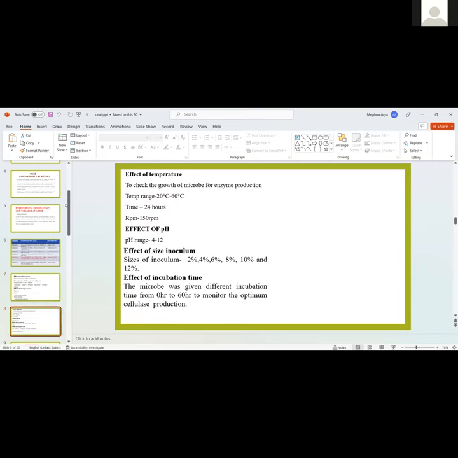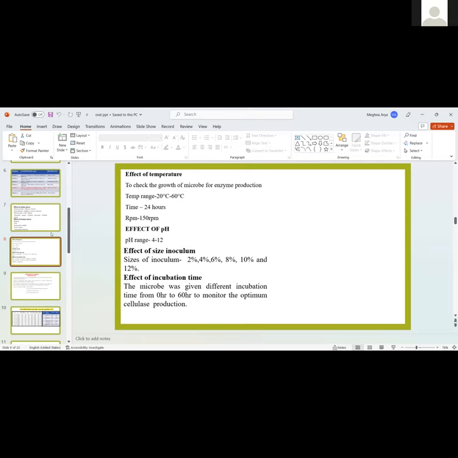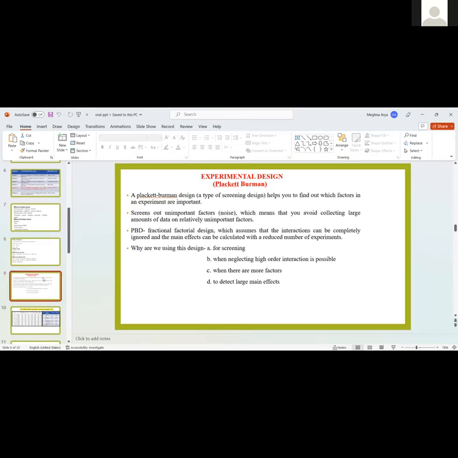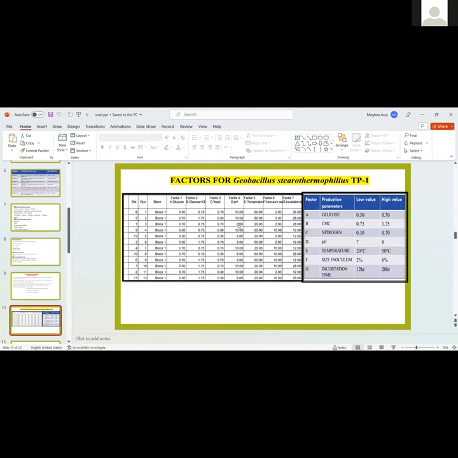And then I studied the effect of different temperatures and the effect of pH. pH was ranged from 4 to 12. Then I studied the size of inoculum, starting from 2%, 4%, 6%, up to 12%. Then I studied incubation time, which was given from 0 hour to 60 hours. Apart from studying one variable at a time, I used the Plackett-Burman experimental design to be more sure which factors are significantly important. I took seven factors, out of which I got only two factors responsible for better activity. So these are the factors, as you can see here, in the experimental design.